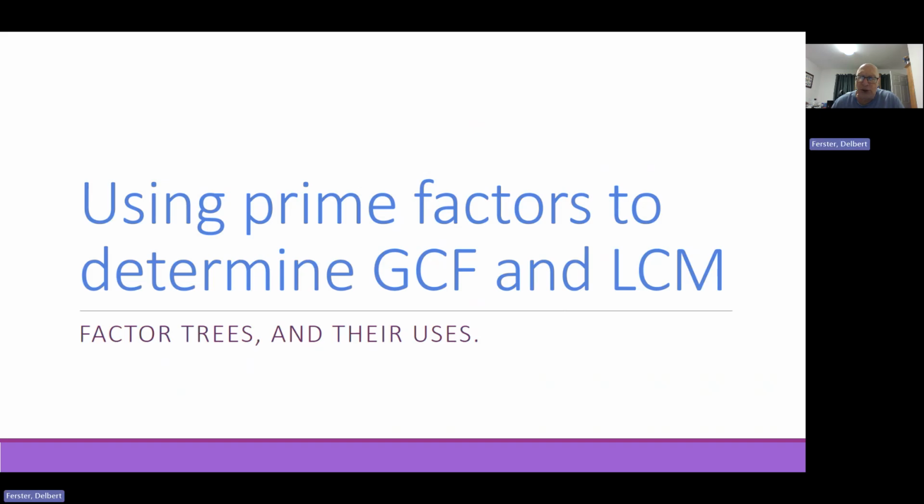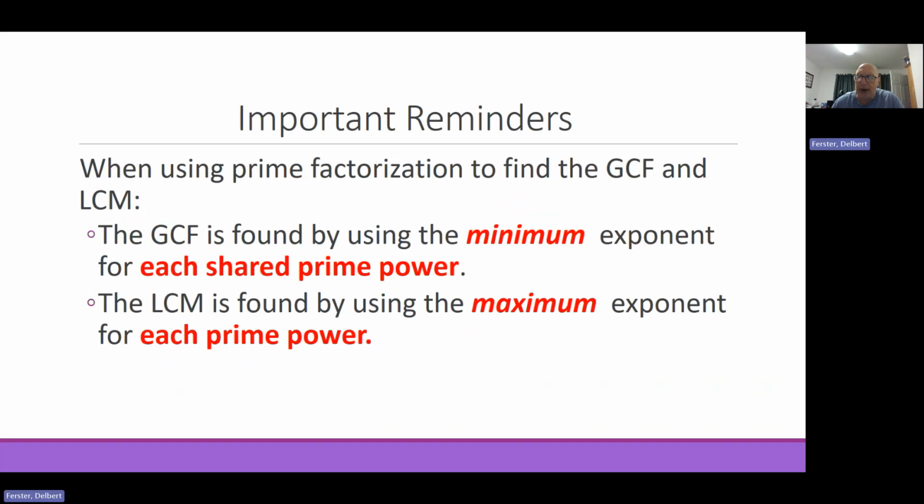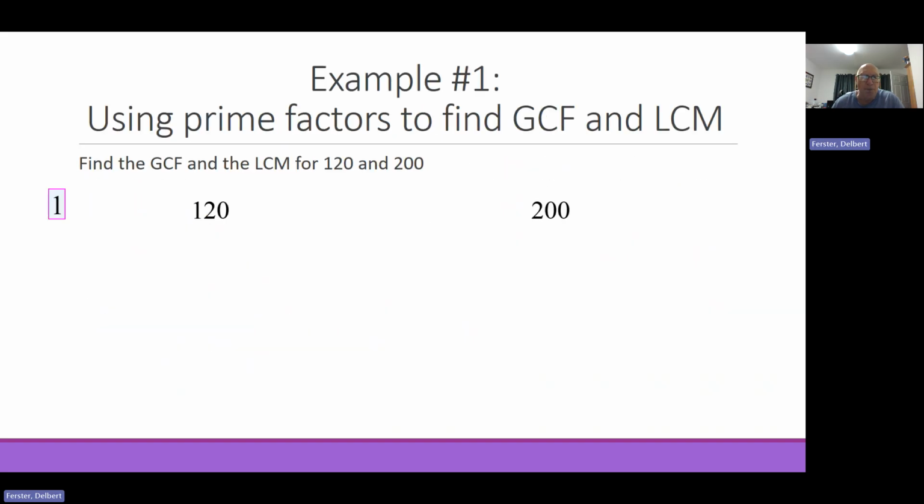All right, prime factors to determine GCFs and LCMs. First of all, we've got to go ahead and find the prime factors. The greatest common factor is found by using the minimum exponent for each shared prime power. So that's kind of counterintuitive. You hear greatest in GCF, but then you take the smallest exponent, and that's only on the primes that are shared in the prime factorizations. Least common multiple is found by taking the maximum, the biggest exponent on any prime, whether it's shared, common, or not. So I thought what we'd do is find both GCF and LCM for 120 and 200.